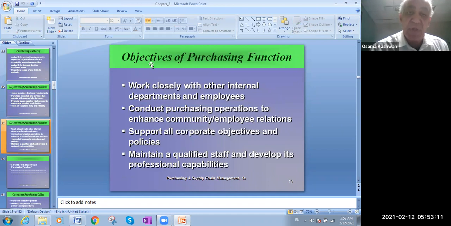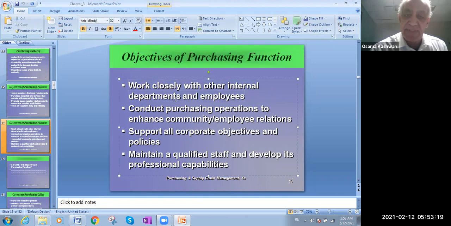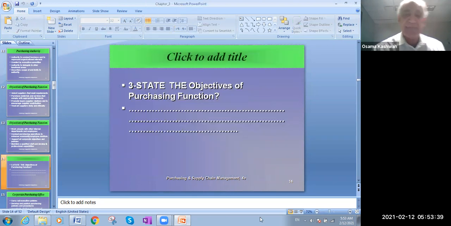Also, the objectives of the purchasing function include work closely with other internal departments because they are working with other departments. The supply chain department or the purchasing department are working with other departments. Conduct purchasing operations, support all corporate objectives and policies, maintain a qualified staff and develop its professional capabilities.